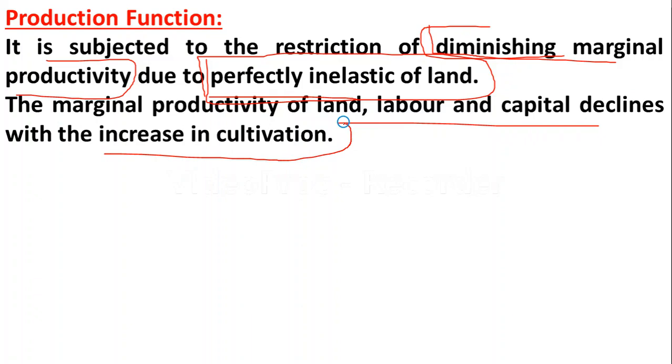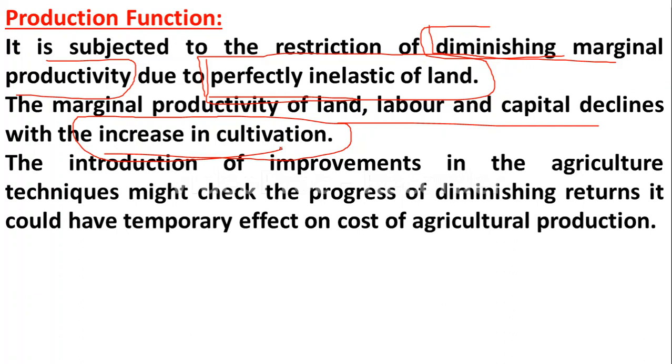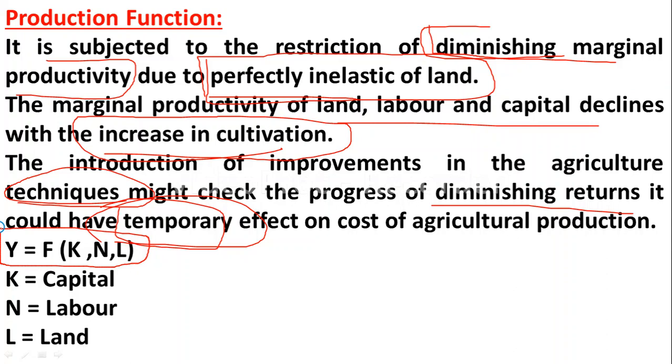Then we can introduce improvements in the agricultural land. We can introduce modern techniques. We can introduce machineries to check the progress of diminishing returns. It could have temporary effects. Yes, because of these modern techniques and machineries, we can increase the production, but not for the long term. It is temporary.